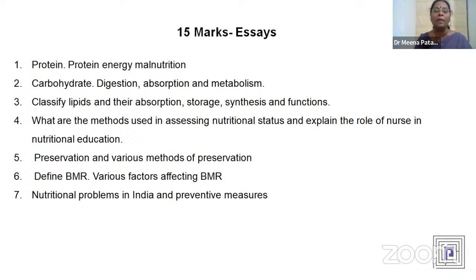All the points that are given there, they need to be written in what we call subheadings, and underline your subheadings, highlight your subheadings. It's all up to you, but it should be very, very clear to the examiner. And most important is your handwriting. You have to really do a good job or a neat job of presenting your answers.